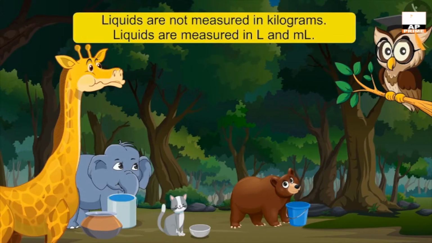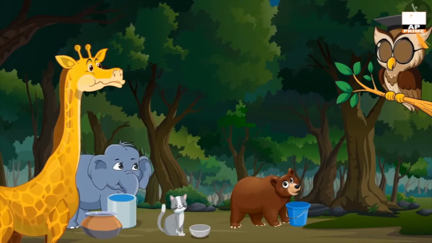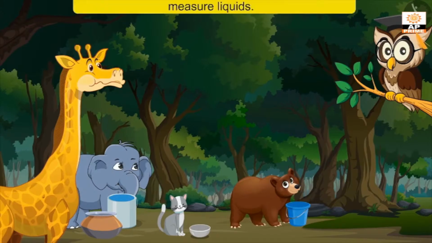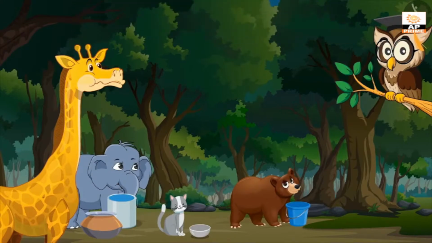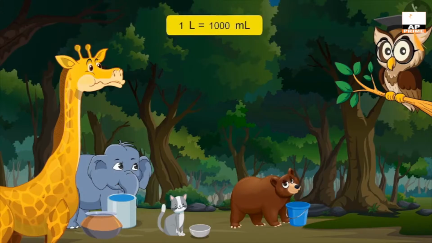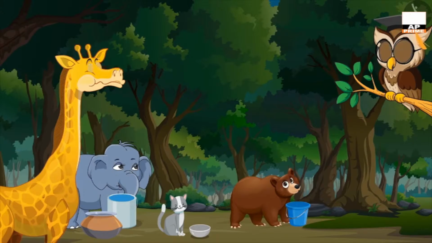Hey, liquids are not measured in kilograms. Then how? We measure liquids in liters and milliliters. What is liters and milliliters? Liters and milliliters are units used to measure liquids. There are 1000 milliliters in a liter. 1000 milliliter? Yes. I drank 1000 milliliter of water.